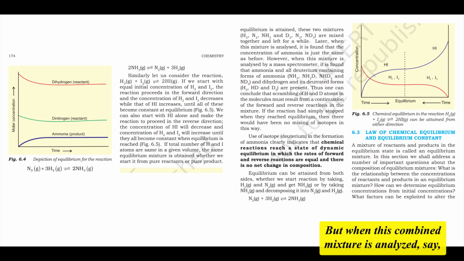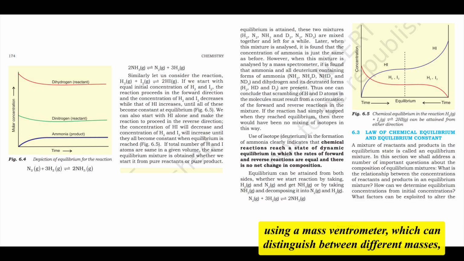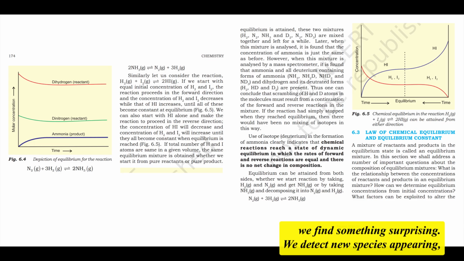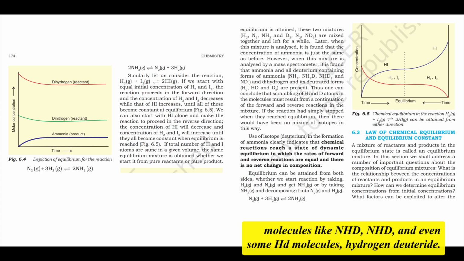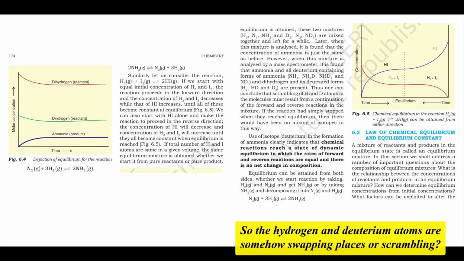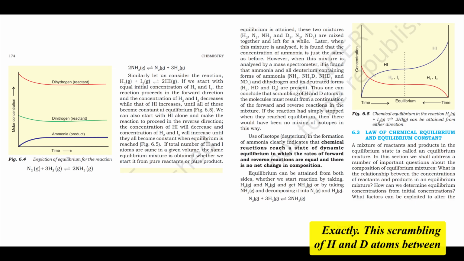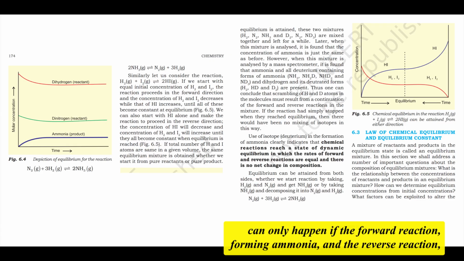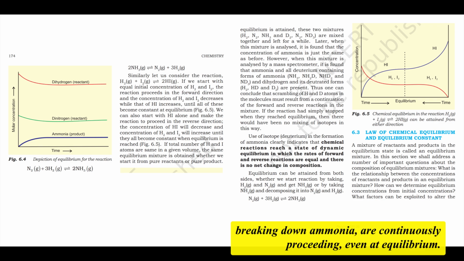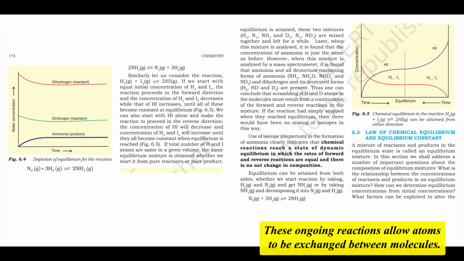But when this combined mixture is analyzed, say using a mass spectrometer, which can distinguish between different masses, we find something surprising. We detect new species appearing, molecules like NH2D, NHD2, and even some HD molecules, hydrogen deuteride. So the hydrogen and deuterium atoms are somehow swapping places or scrambling. Exactly. This scrambling of H and D atoms between different ammonia molecules and even forming HD can only happen if the forward reaction, forming ammonia, and the reverse reaction, breaking down ammonia, are continuously proceeding, even at equilibrium. These ongoing reactions allow atoms to be exchanged between molecules.